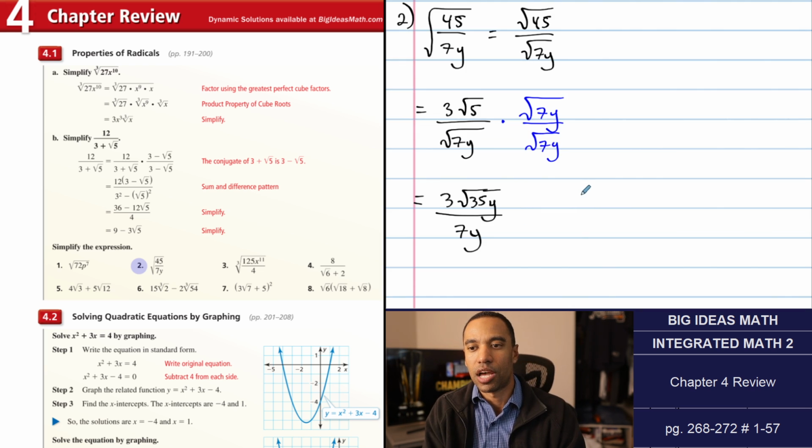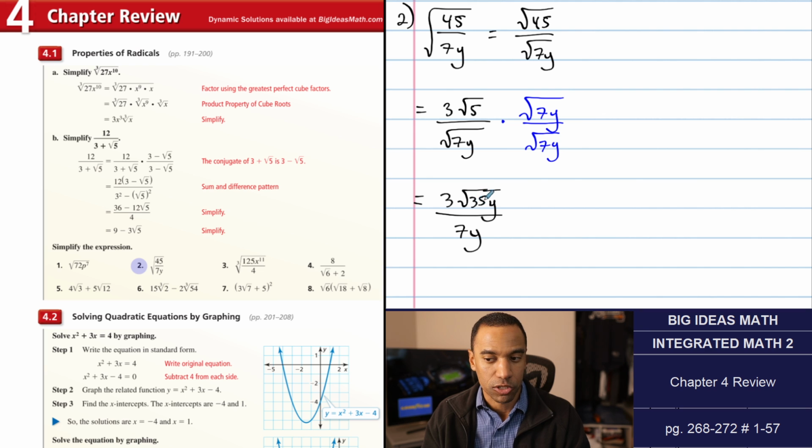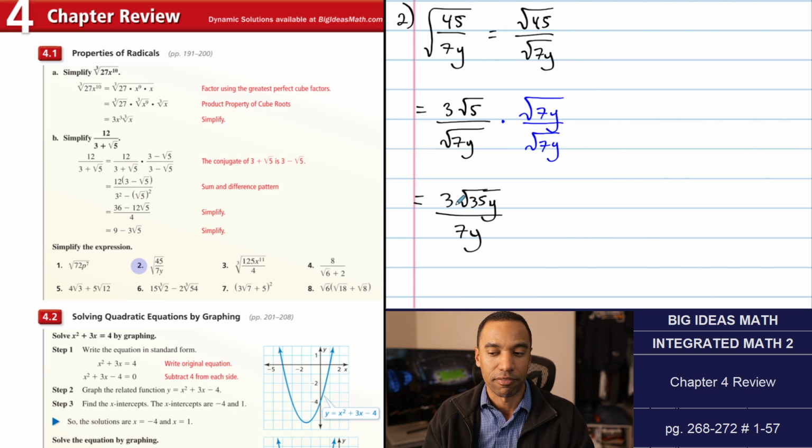Now you ask yourself 2 questions from here on out. Can you simplify this radical anymore? Basically, are there perfect square factors that exist? No. Can you reduce this fraction at all, especially after having simplified? No. And notice what I'm talking about: the 3 and the 7 and something with y. No. You don't work these ones out.